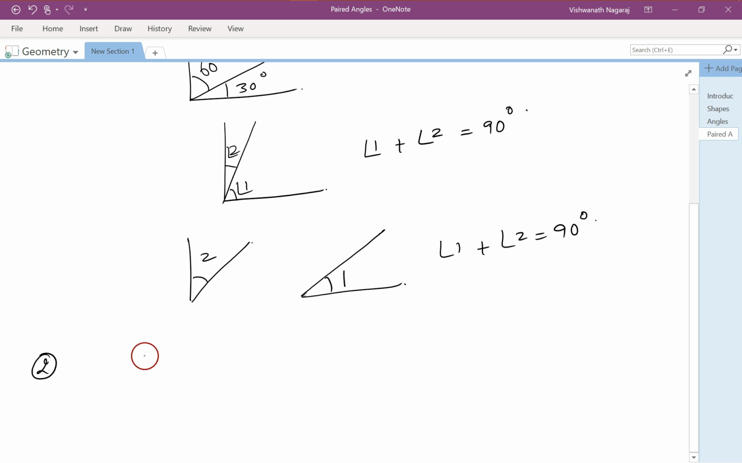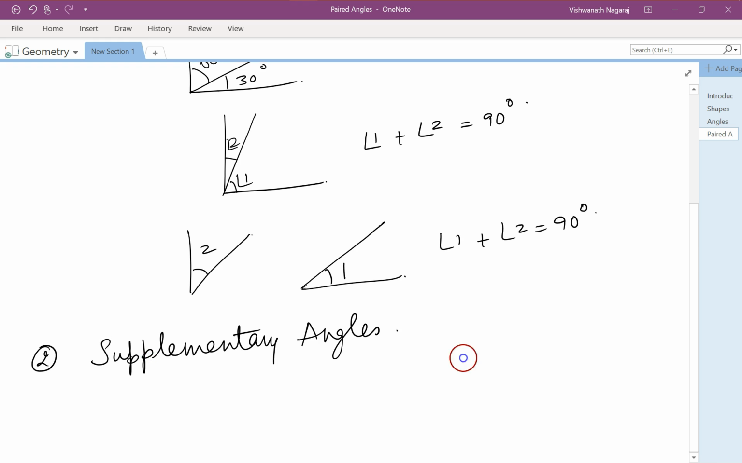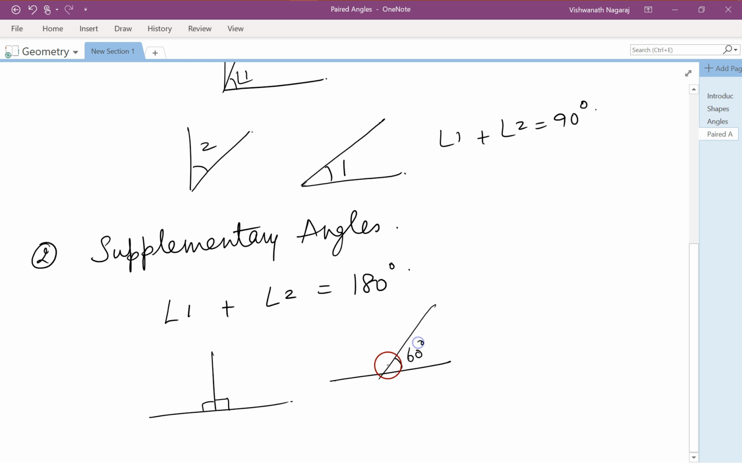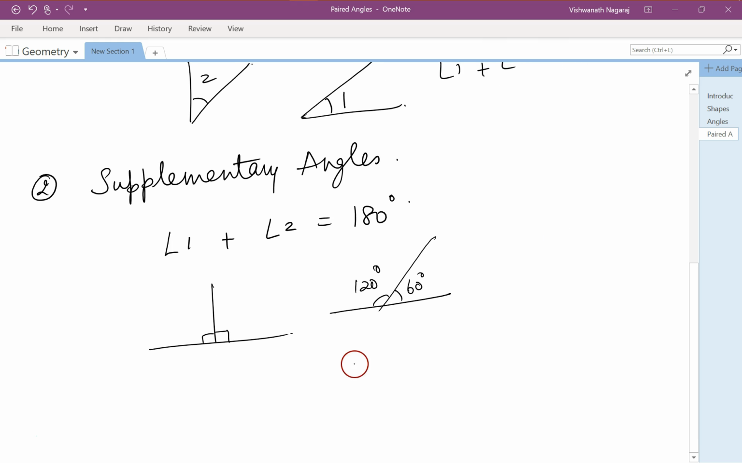Let's look at another one, that is supplementary angle. Now here the sum should be 180 degree. So if two angles, angle 1 plus angle 2 is equal to 180 degree, then we say that they are supplementary angles. So it could be as simple as 90 degree, 90 degree, or it could be say 60 degree and 120 degree. They need not be adjacent angles.